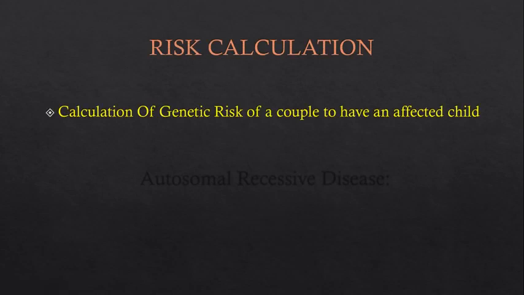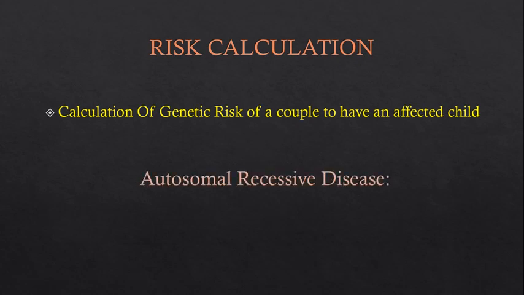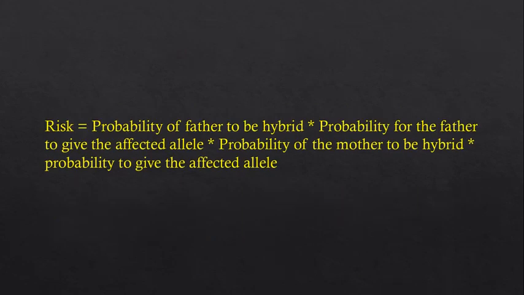Calculation of genetic risk of a couple to have an affected child. So how can we calculate the risk for a particular couple to have an affected child? First of all, the cases that we are going to study are for autosomal recessive diseases. You're supposed to know this rule to calculate the risk, or if you are very sure of the genotype of both parents, you can apply the table of cross to check what is the risk for this couple to have an affected individual.